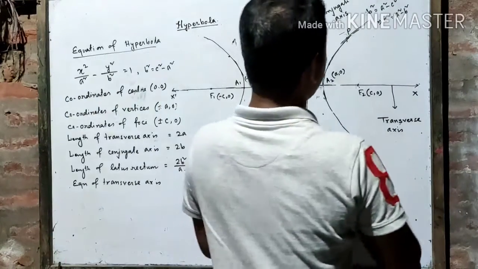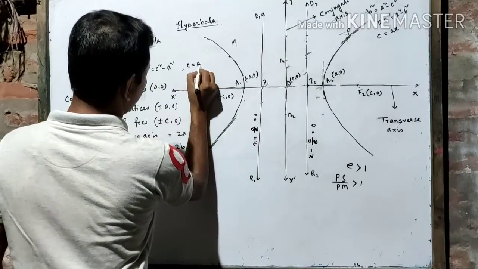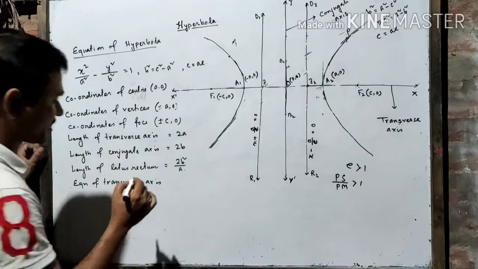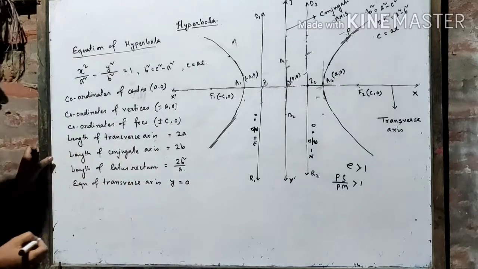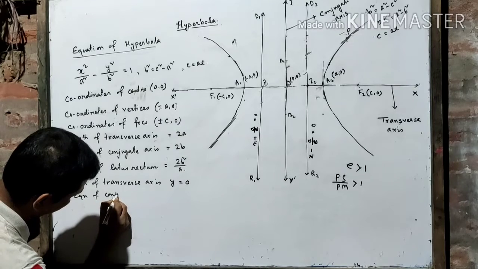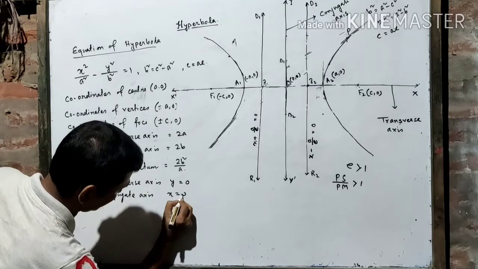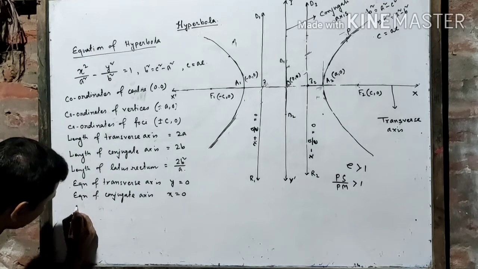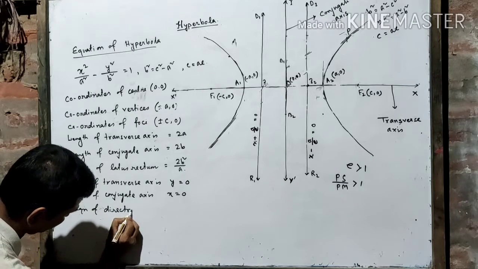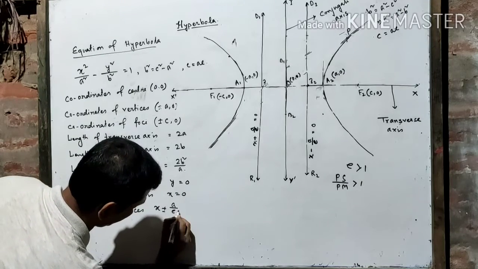Alright. So what is c here? c is the distance of the focus from the center. What is e? e is the eccentricity of the hyperbola. So equation of transverse axis, y equal to 0 for this hyperbola. Equation of conjugate axis, x equal to 0. Then equation of directrices, x equal to plus minus a by e.